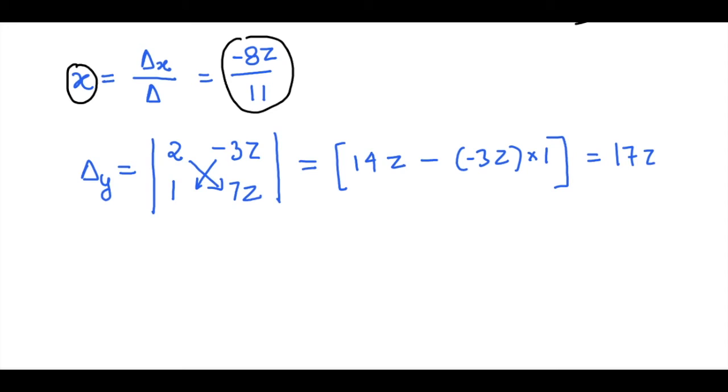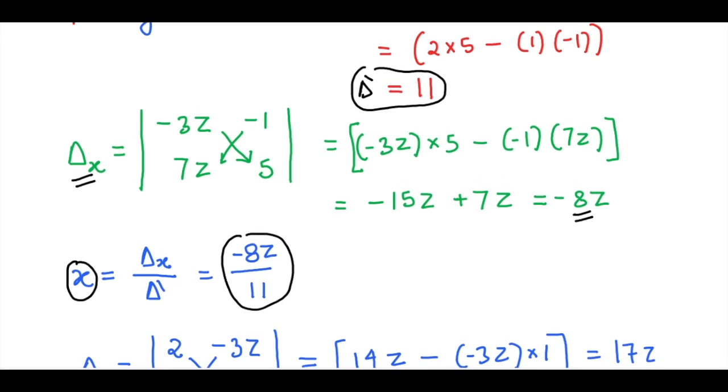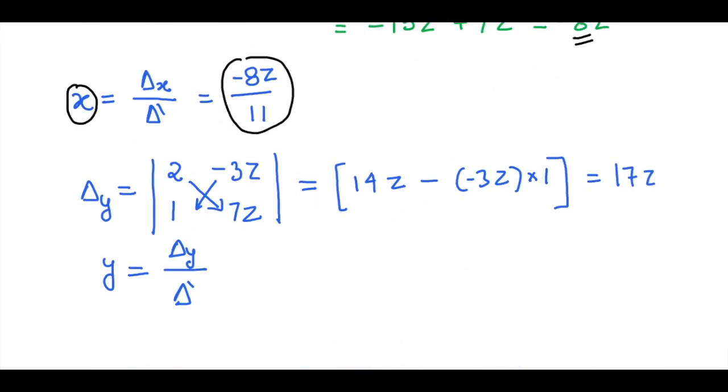So the value of y will be del y upon del dash. It will be del dash, not del. The value of del dash is 11, so it is 17z upon 11. So the value of y is 17z upon 11.